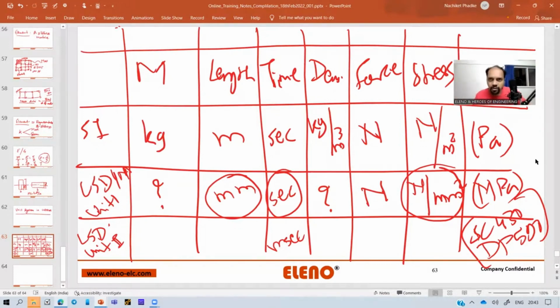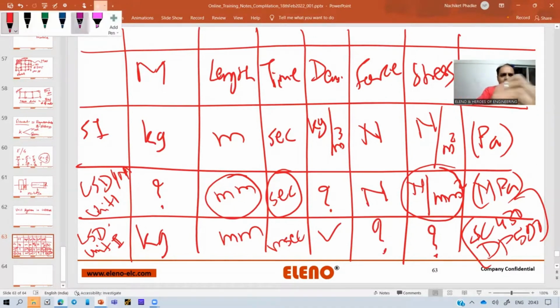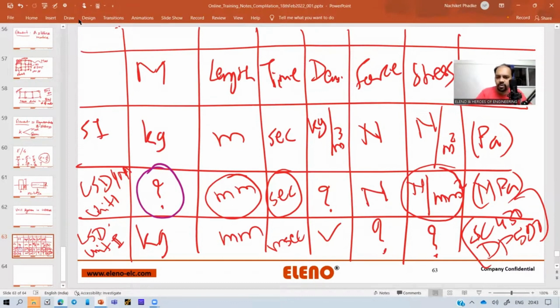And similarly, there is another unit system which is preferred by crash analysts and OEMs, because crash time is measured in milliseconds and vehicle mass is measured in kilogram, right? So if your vehicle mass is in kilogram, length is in millimeter, time is in millisecond, you will get the density. What will be the force value and what will be the stress value? Is that making sense? So I'll just circle what it is that you want to find out.